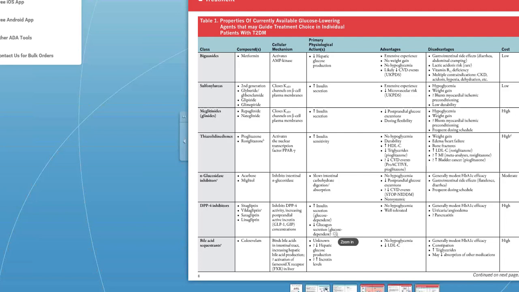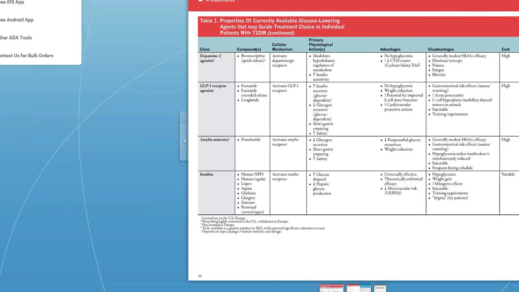And Tradjenta can be given in renal failure. There's no renal dosing, and then Januvia is processed by the kidney. So just like with your sulfonylureas, you've got one that you can give in kidney disease and one that's not, and same with DPP4. And then there's some new drugs, and they're not on here. They're the SGLT2s, and those are the ones.